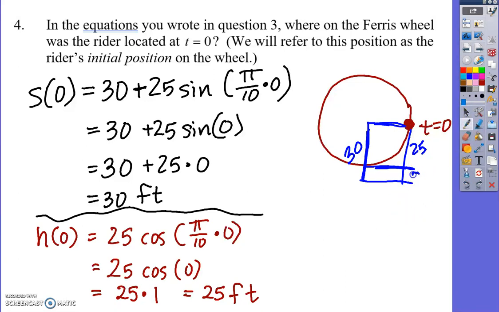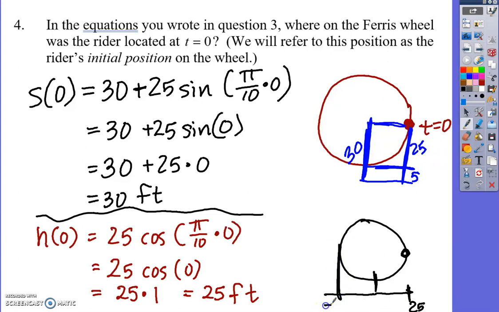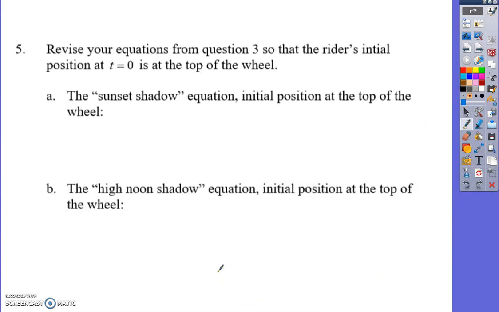The part above the ground right here is 5 feet. And so that's where my 30 comes in. So we know that same kind of thinking thing. So then for the cosine down here, we're looking for how far away he is from the center, which is 25. And so those are going to be our two answers. And that's that. Okay, so next problem and last problem we're going to do today.